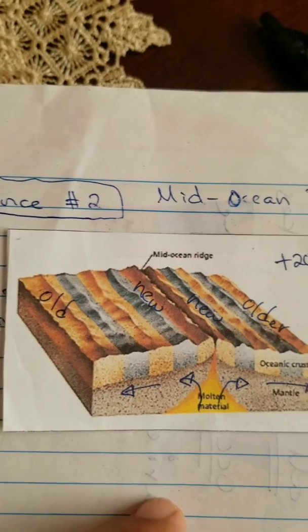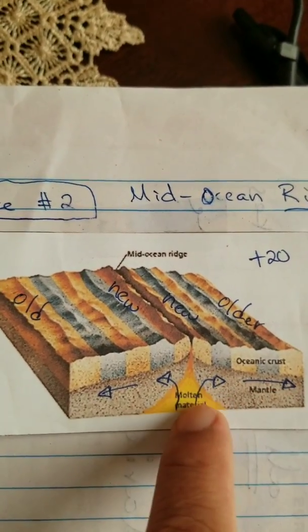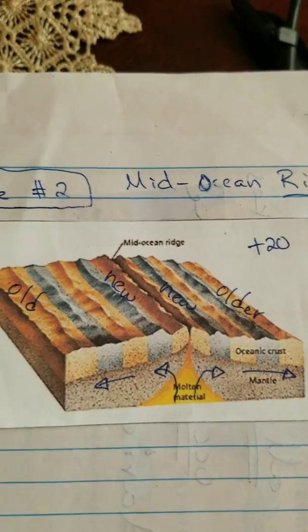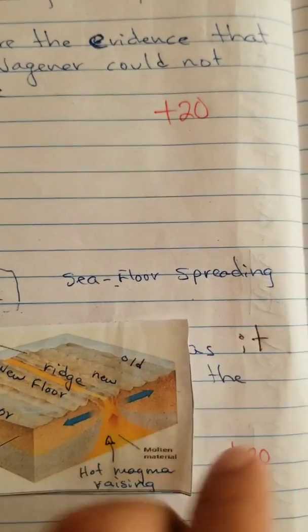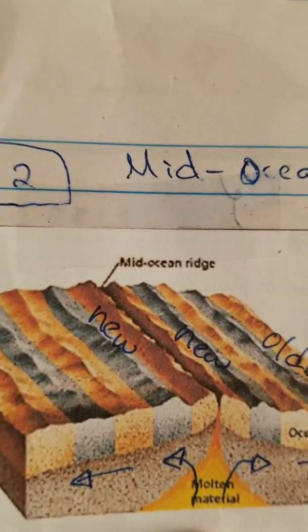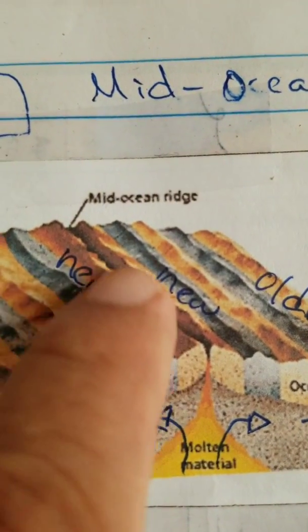So make the little notes with your pen. Make these little marks with your pen also, how the convection currents are actually pushing these two plates away from each other. Okay, this is evidence one, which is called seafloor spreading. It's moving apart, and as it moves apart, it creates a mid-ocean ridge right in the middle. It says right there.